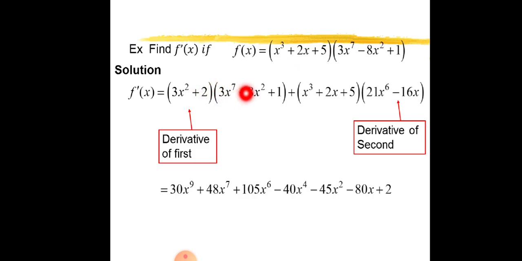So the derivative of the first times the second, you have to copy and paste the second, plus first, just write it, times the derivative of the second. Put the power down, so 7 times 3 is 21, subtract 1 from the power, and 8x squared, put the power down, so you have 16x, because you have to subtract 1 from the power, so x power 2 will be x to the power 1. The derivative of the constant 1 is 0. You can expand the brackets to find a simple form, or you can leave the brackets as they are, and this is your final answer for f prime of x.